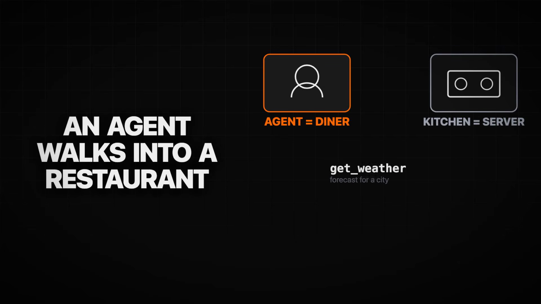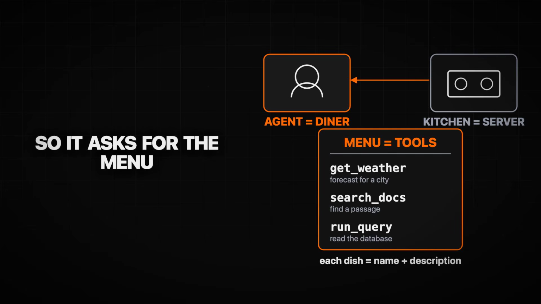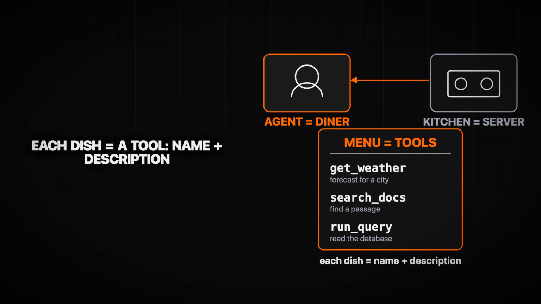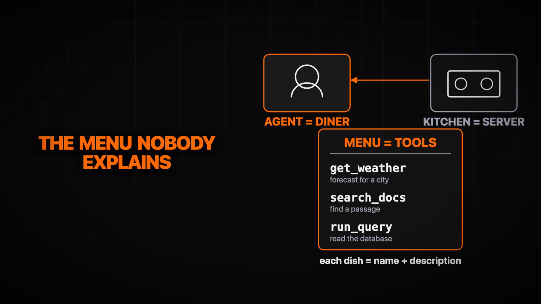Your agent walks into a restaurant. It can't see the kitchen, doesn't know the recipes, so it asks for the menu. The menu lists what's available, each dish with a name and a description. The agent picks one. The kitchen cooks it. That's MCP. The agent is the diner. The server is the kitchen. And the menu? The menu is the part nobody explains.